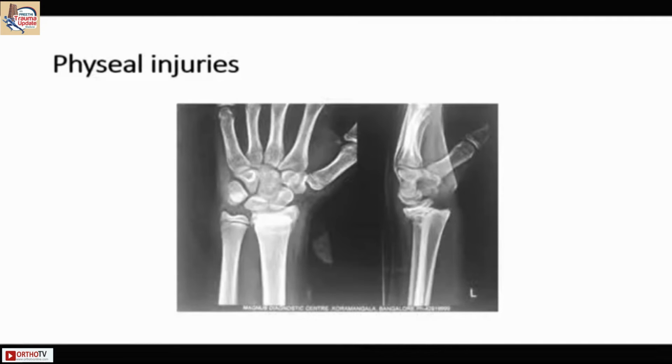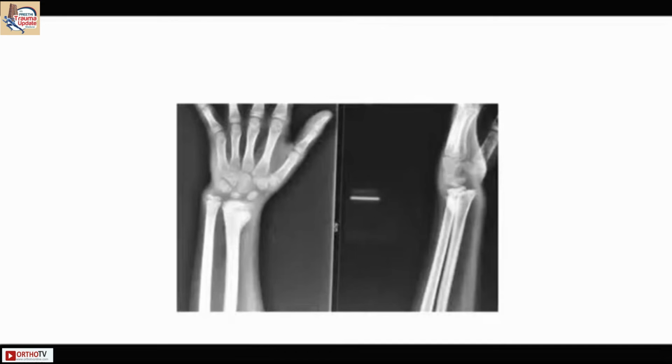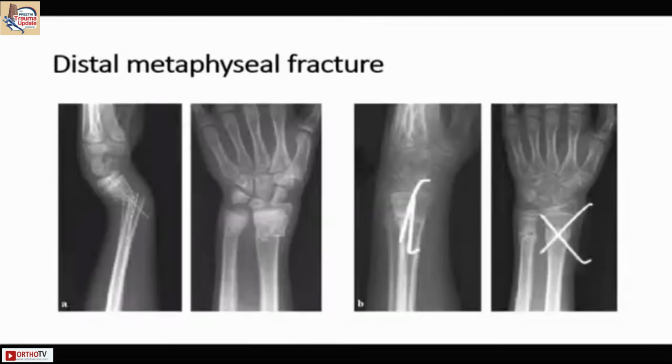So this is again the same example, physeal displacement, what we see commonly. These kids, especially when they come late, we don't do anything, because the distal radius contributes maximum to the growth and it remodels very well. The same with the remodeling.